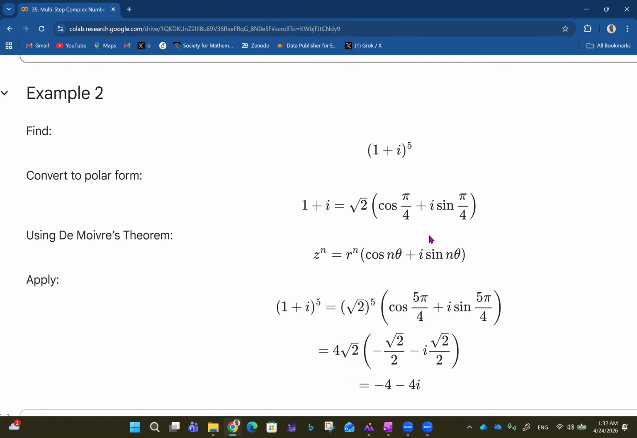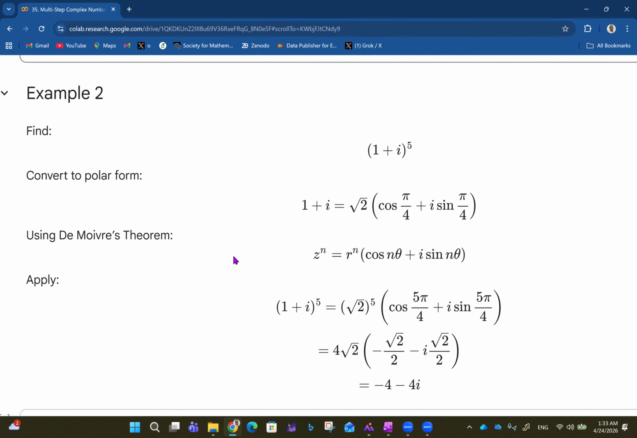And then you need this pi over 4, which is arctan of 1 over 1, being y over x, right? y being the coefficient of i, that's 1. x being the constant, the real part, which is also 1. So arctan of 1 over 1 is arctan of 1, which is 45 degrees, or pi over 4 in radians. So 1 plus i then becomes root 2 into cos pi over 4 plus i sine pi over 4.